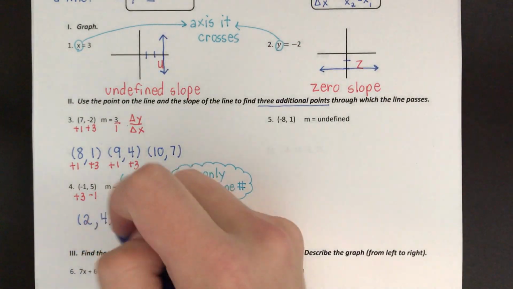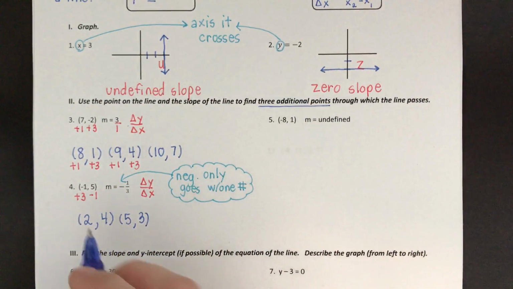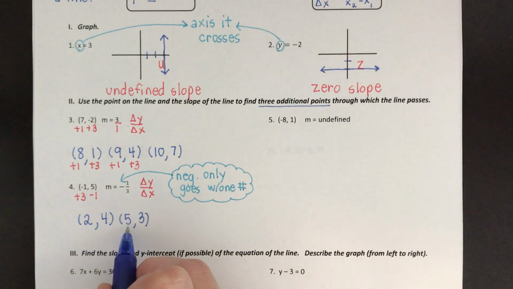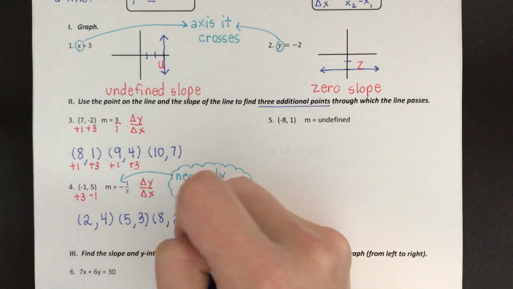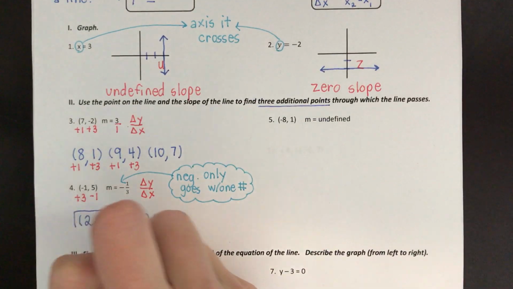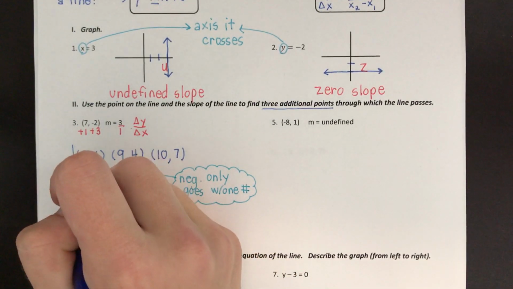So add 3 here, that would be 5. Subtract 1, that would be 3. And then keep going one more time. Add 3, that would be 8. Subtract 1, that would be 2. Okay, and box your answer. So those are 3 additional points. I should have boxed these here too.